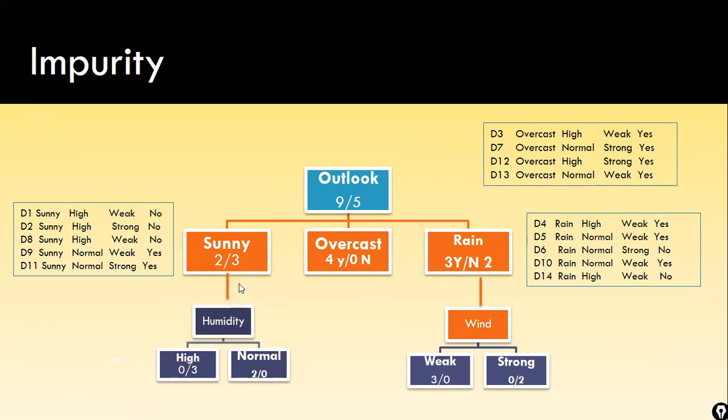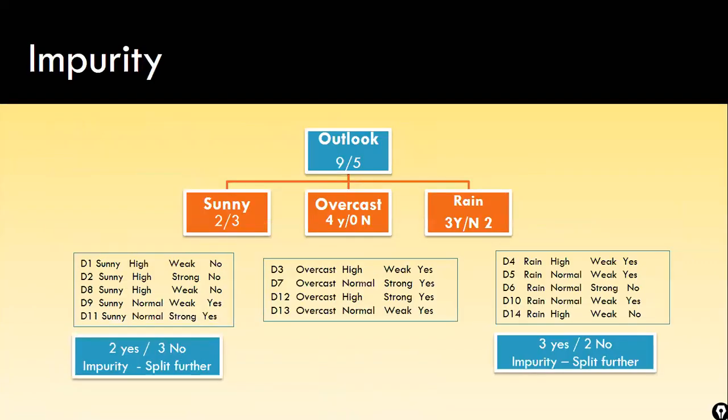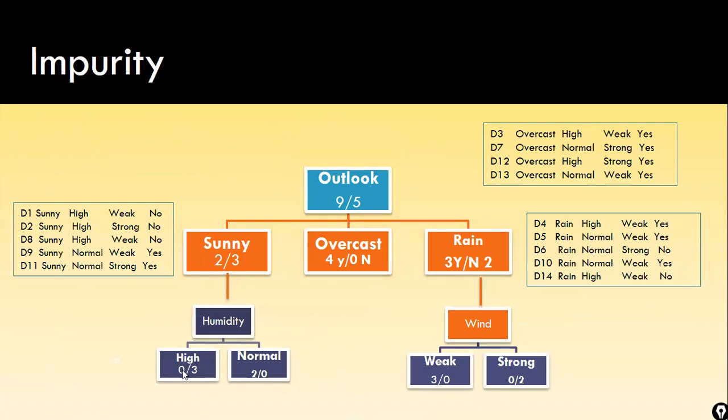The split goes back to sunny, and it jumps to the next column, humidity. In the humidity, we could see 0 yes and 3 no's here, and here we have 2 yes and 0 no's. Which means in the sunny weather, when humidity is normal, he played 2 times. In the sunny weather, when humidity is high, he never played. All 3 times he did not play.